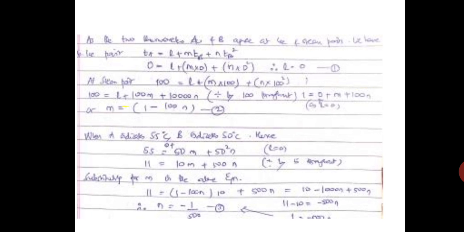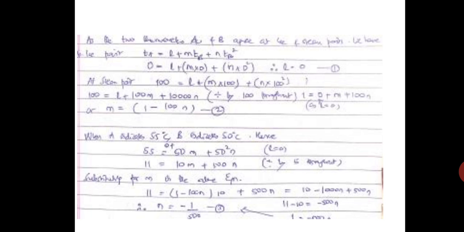Everything is given here. You only have to use that relationship and substitute values at ice point and steam point and find the values of the constants L, m and n. As the two thermometers A and B agree at the ice point and steam point, we have the relationship TA = L + mTB + nTB².